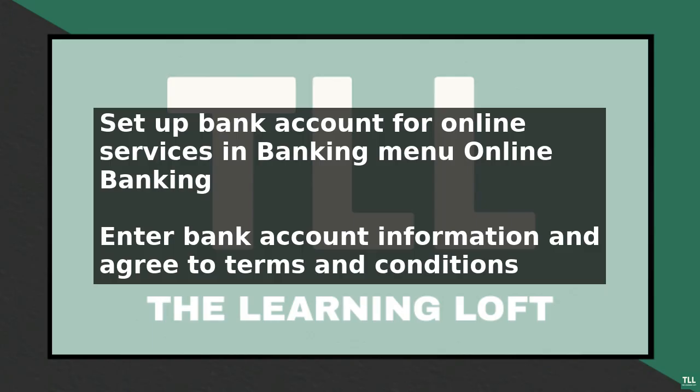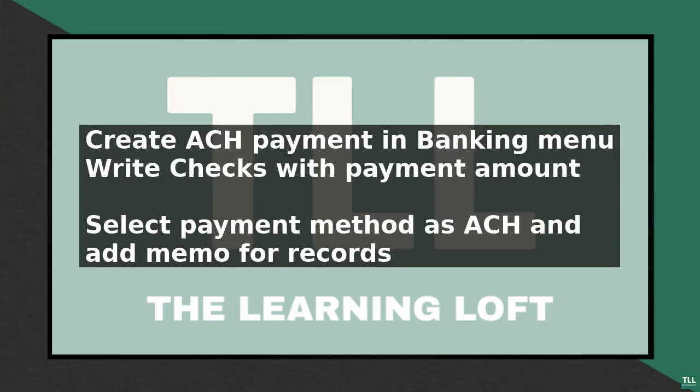To send an ACH payment, go to the Banking menu and select Write Checks. Then select the account you want to use and the vendor you want to pay. Enter the payment amount and select the payment method as ACH. You can also add a memo to the payment for your records. After reviewing the payment information, click on the Save and Close button to save the payment.